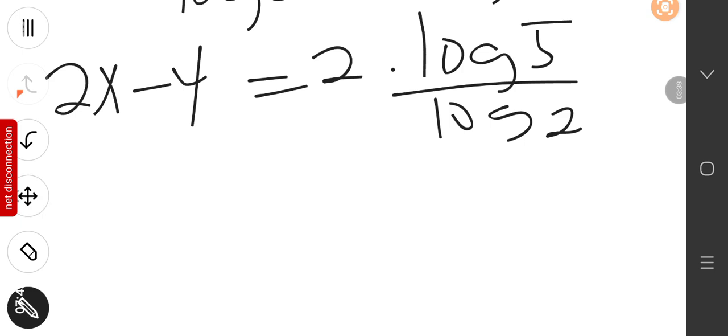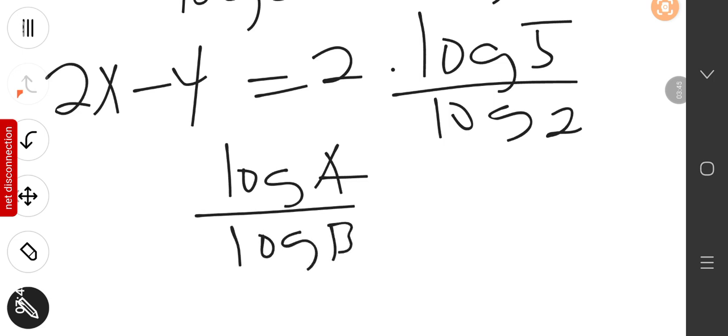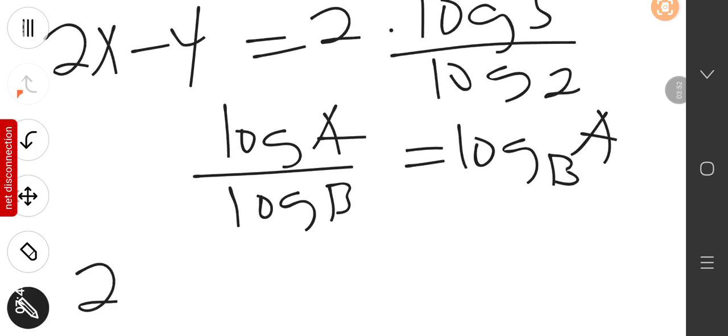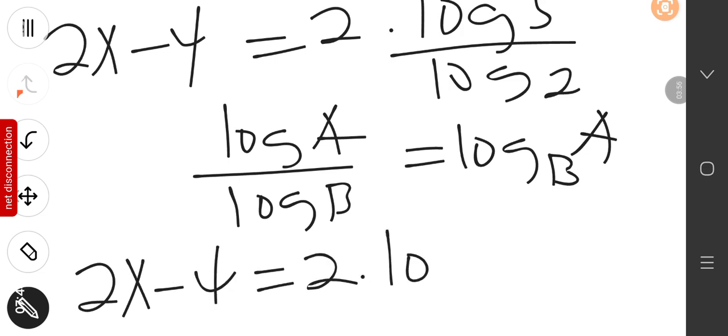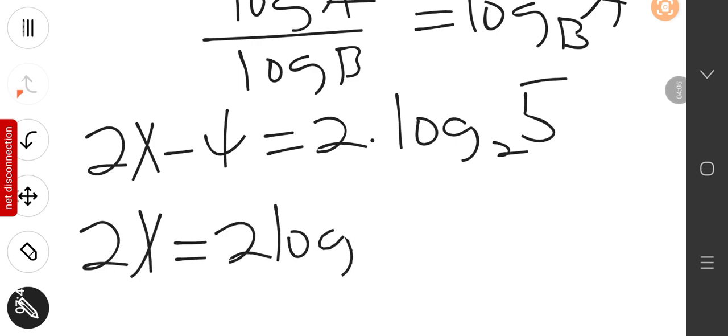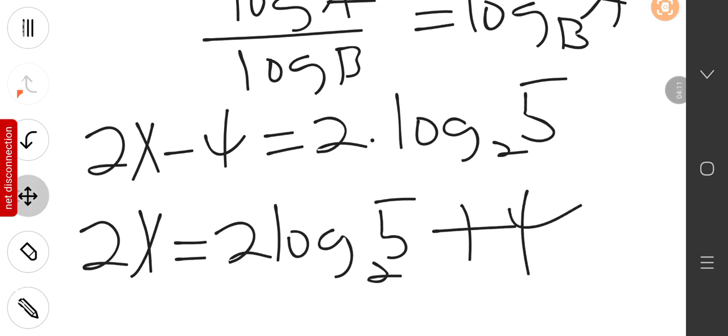All right. Now let's apply the change of base formula. If you have log a over log b, this equals log a base b, okay? So our equation becomes 2x minus 4 equals 2 times log 5 base 2. So our equation becomes 2x equals 2 log 5 base 2 plus 4. So we have transposed 4.